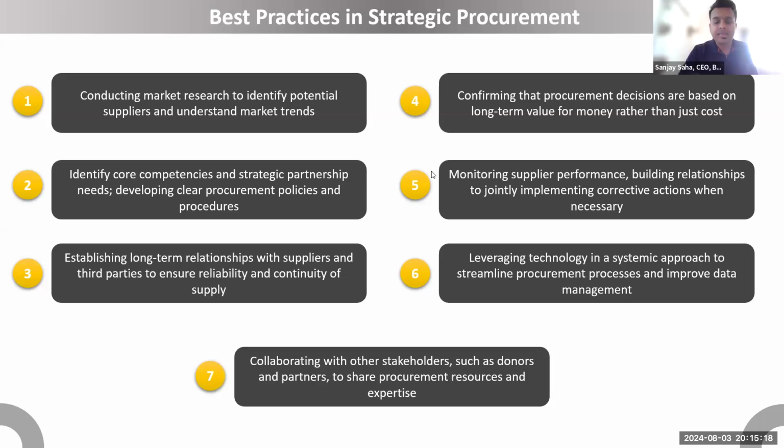Number six, leveraging technology in a systemic and systematic approach to streamline procurement. A best practice is doing it through e-procurement. You may not do that because you may not have the system today, but this is the best practice. And we will learn about e-procurement shortly. Collaborating with other stakeholders such as donors and partners to share procurement resources and expertise. In this case, I will also say in case of Nigeria, collaborating with other states.